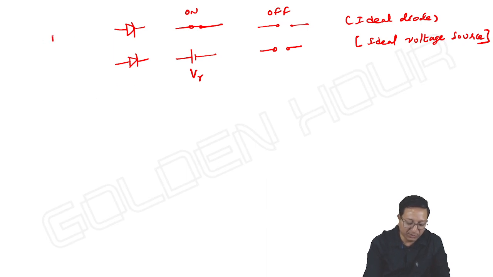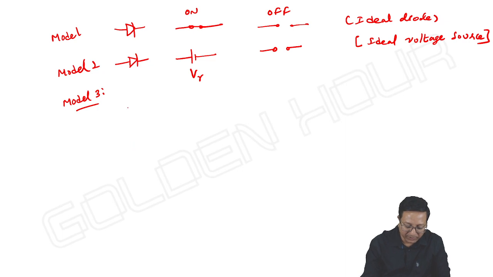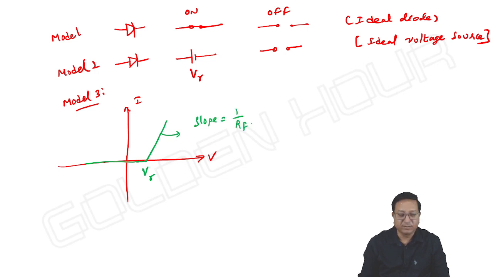And the third model. The first model I have already told, and that is the second model. We have done so many problems based on these two. And the third model, if you take, that is the characteristics. If you observe, V gamma, and here the slope is given by 1 by RF.